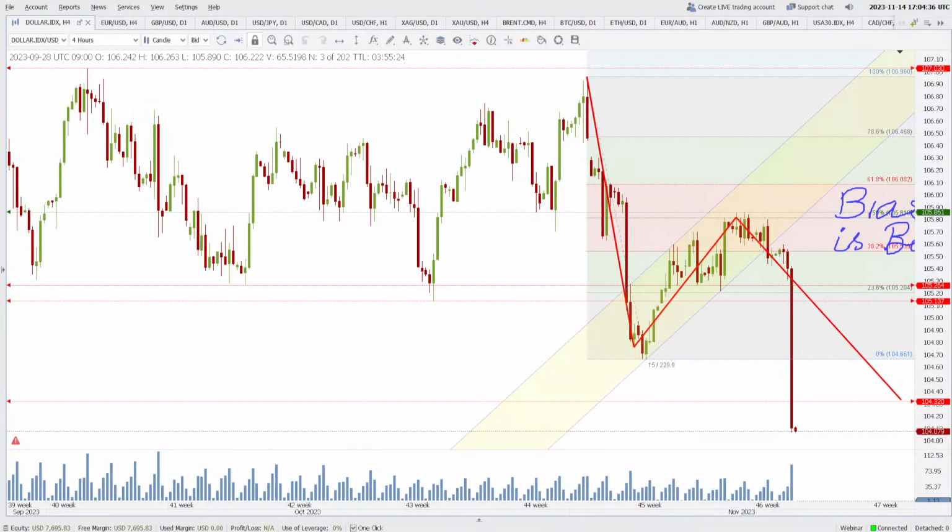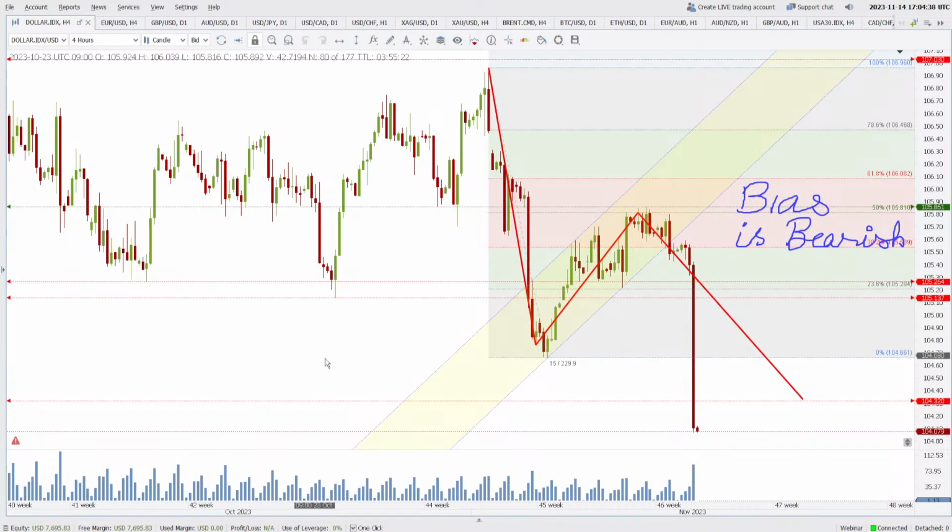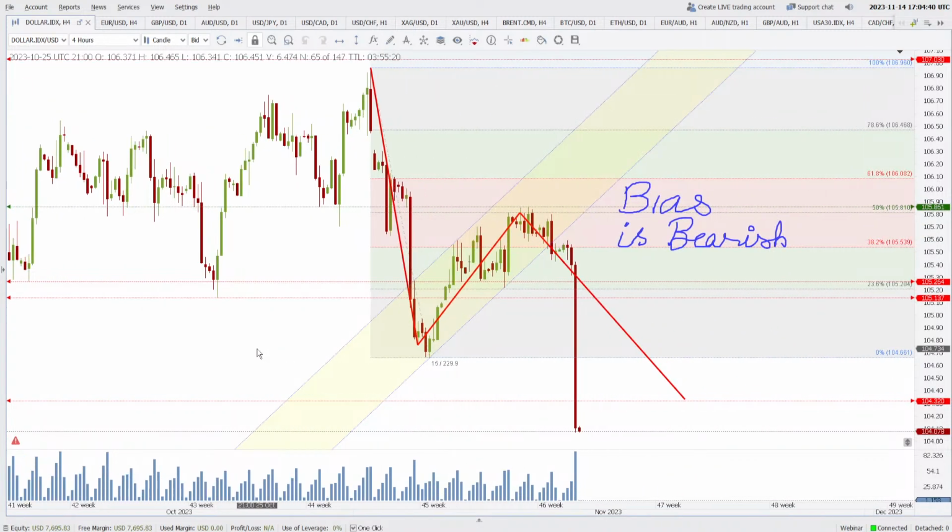All right, guys, first things first. On your screen right now is the dollar index. This is the 4-hour chart.